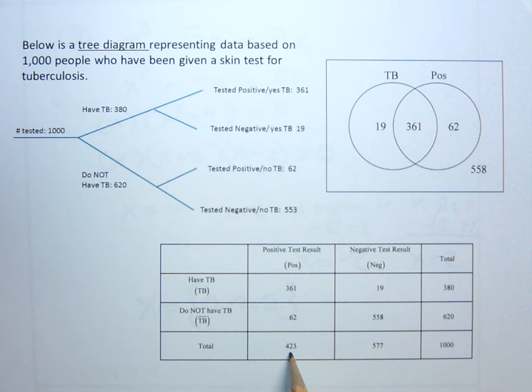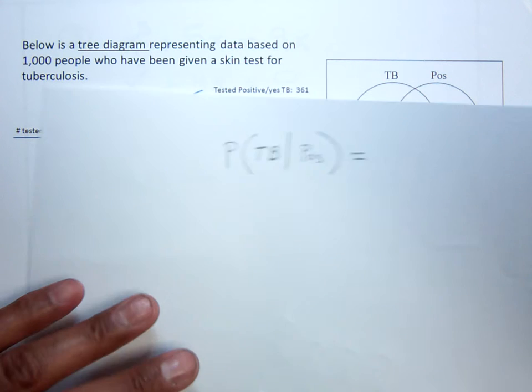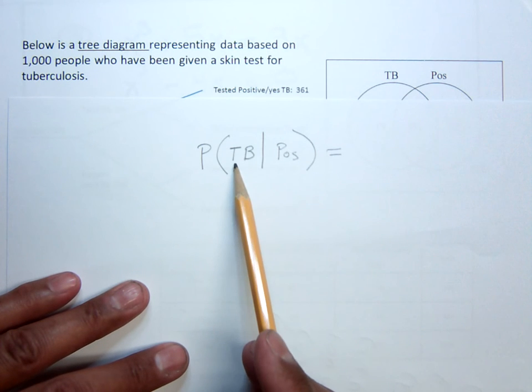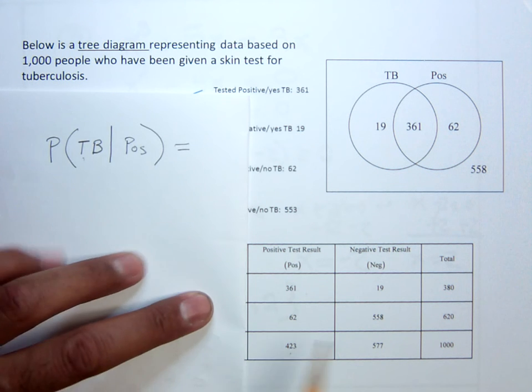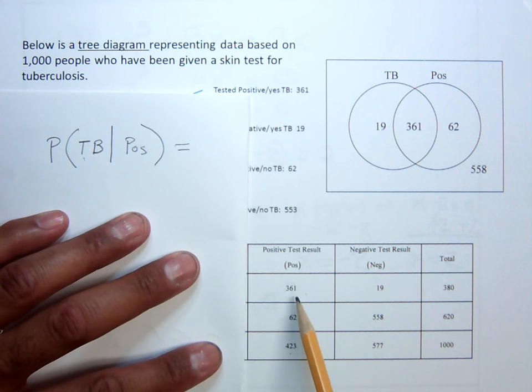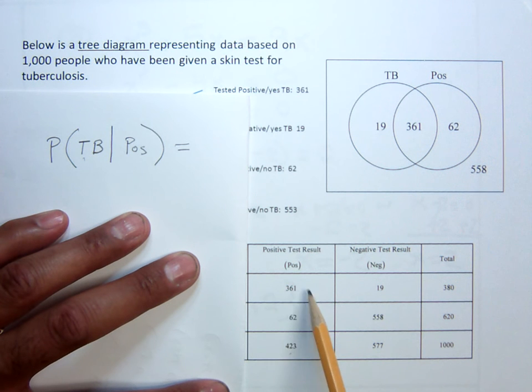But of those 423, we're only considering or given these 423. Of those 423, we'll want to find out how many have tuberculosis. Well, of the people that are in this column, only these 361 have tuberculosis. So let's fit this on one page. Our conditional probability, you're going to be asked to write several of these, will be the number of successes that we have, 361, out of our sample space, 423.